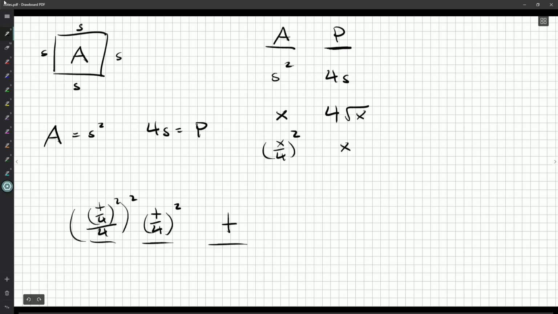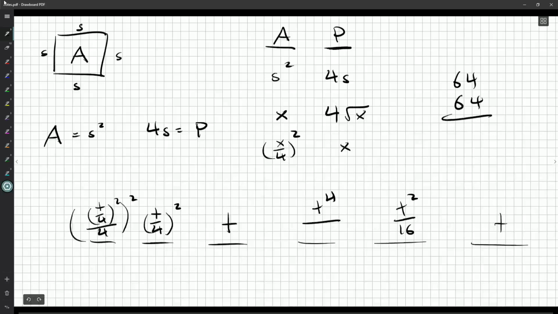So we could clarify this a little bit. T over 4 squared would be t squared over 16. Then we want to divide that by 4, so that'd be t squared over 64. And that'd be t to the 4 over 64 squared. So that would be, oh gosh, what would that be? 64 times 64. Is it 4096? I feel like it is.